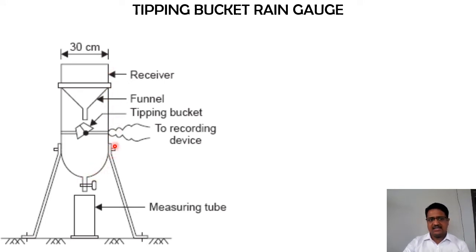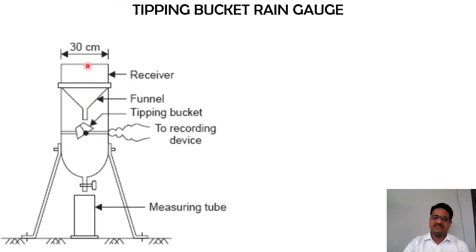Then we have the receiver, the same thing which was there earlier, and then we have this funnel. You can see the funnel is a bit outwards of the receiver. The reason being that you don't want any leakage from here, so nothing can enter from outside. Whatever is collected from this 30 centimeter diameter will all enter over here.